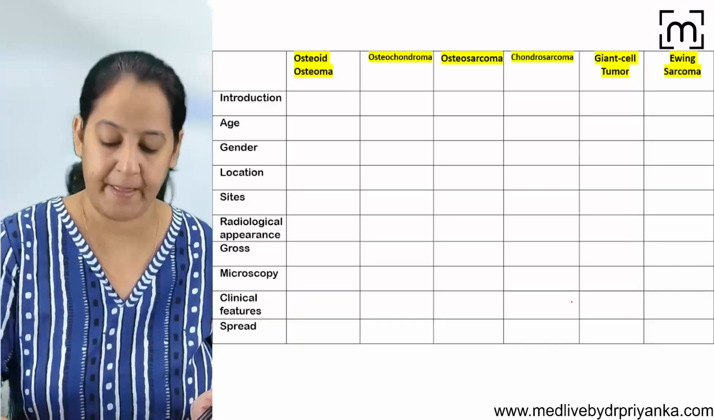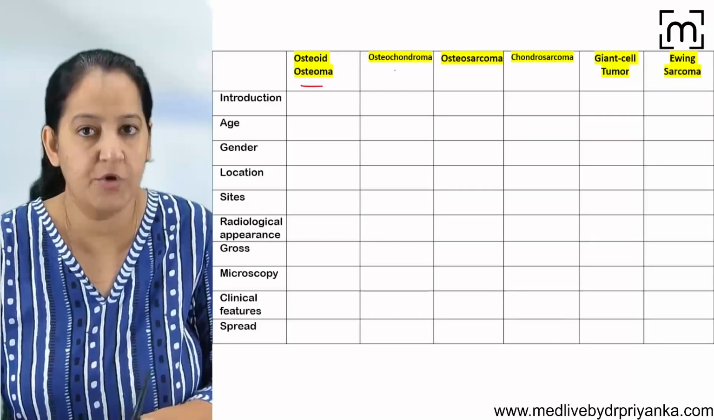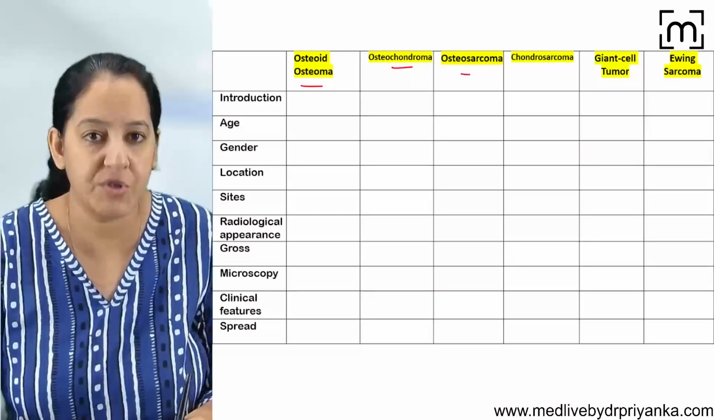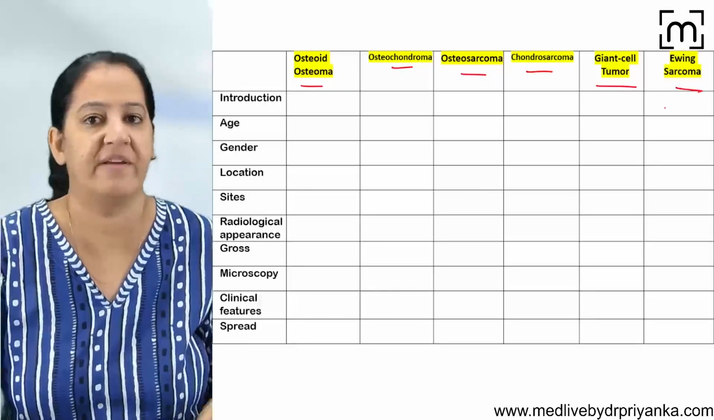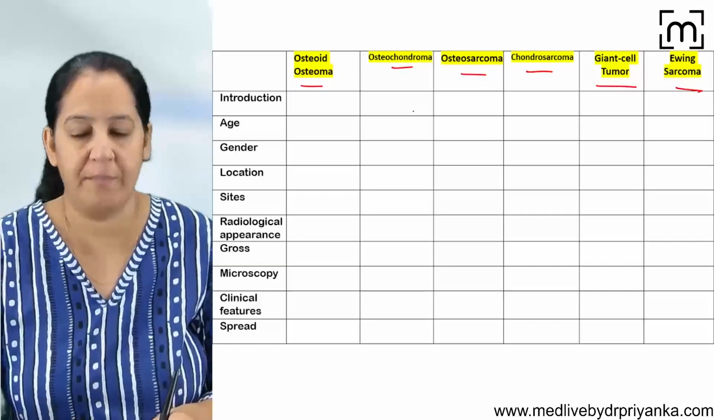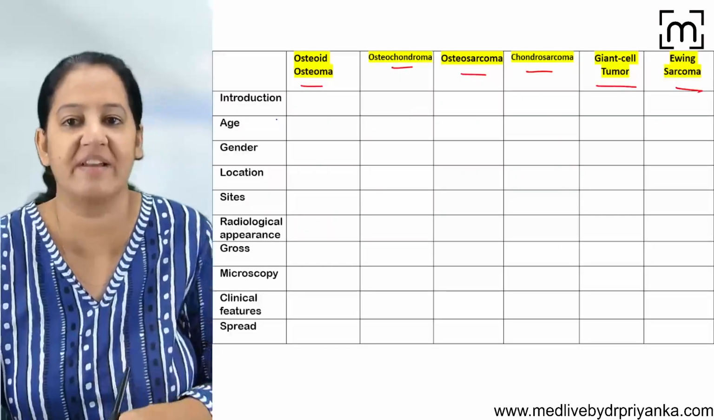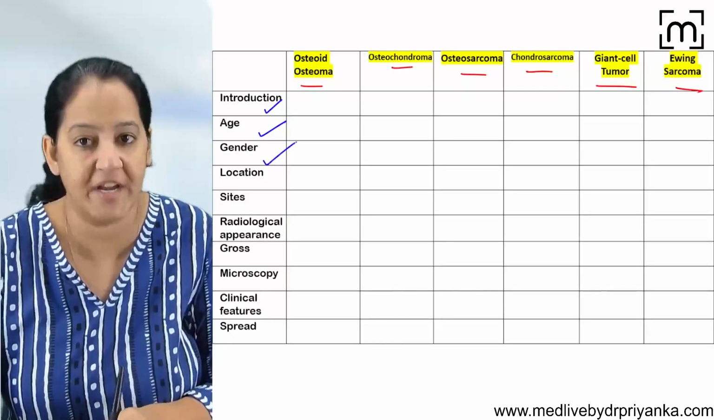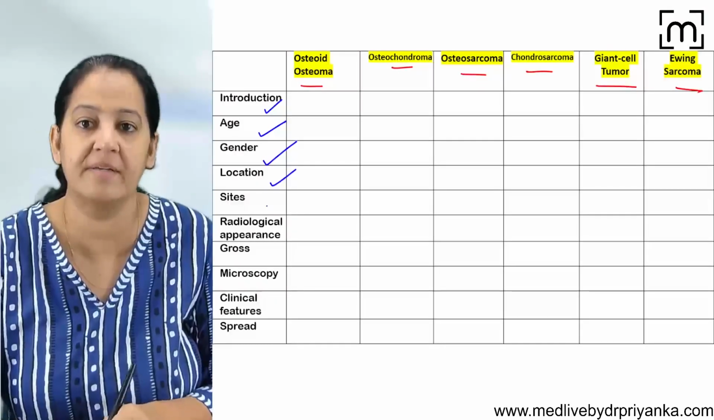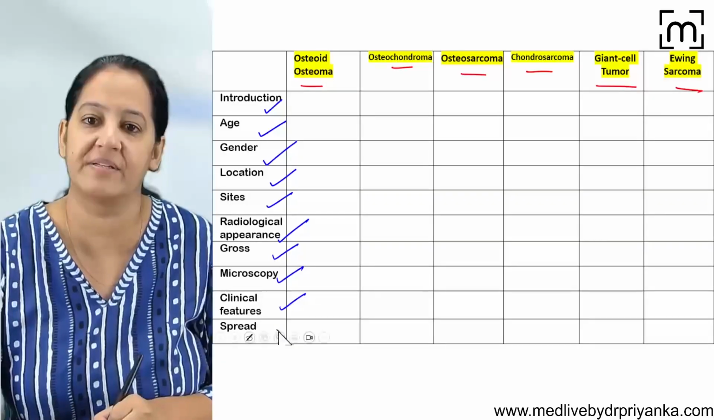We have to see the details of the six bone tumors: osteoid osteoma, osteochondroma, osteosarcoma, chondrosarcoma, giant cell tumor, and Ewing sarcoma. One by one, we will take the details under a fixed set of headings. First, the introduction of each of them. Then most common age of presentation, gender predilection, location, sites, radiology, gross, microscopy, clinical features, and spread.